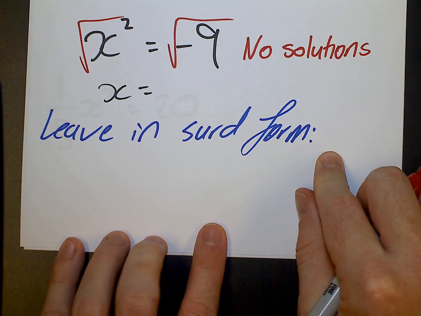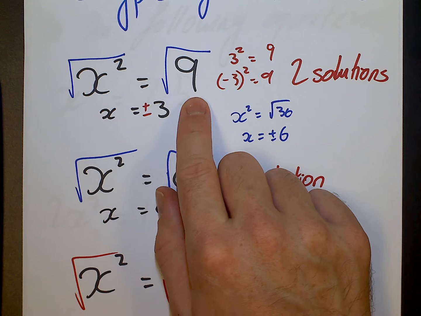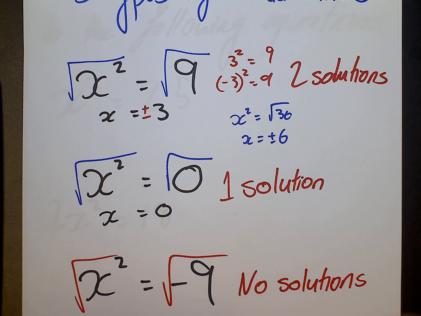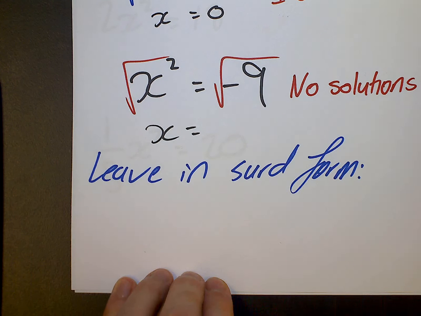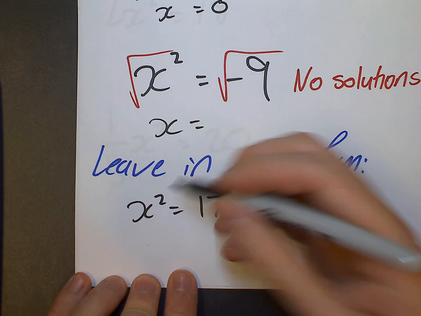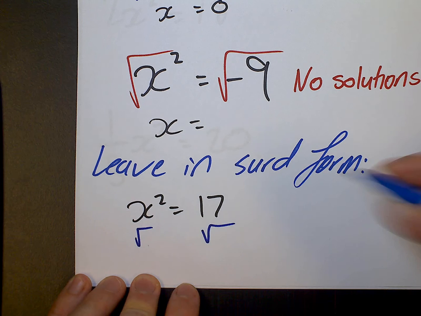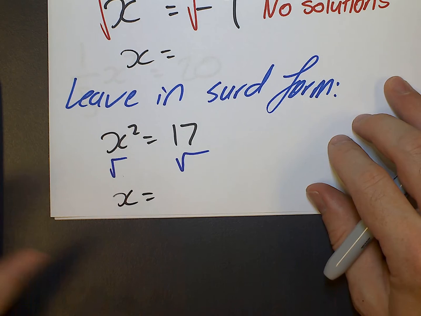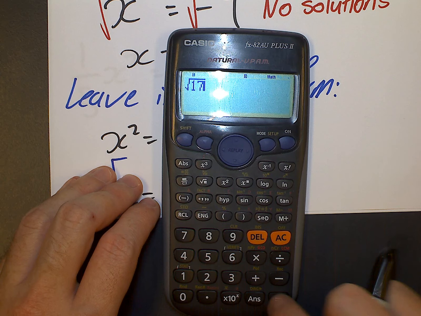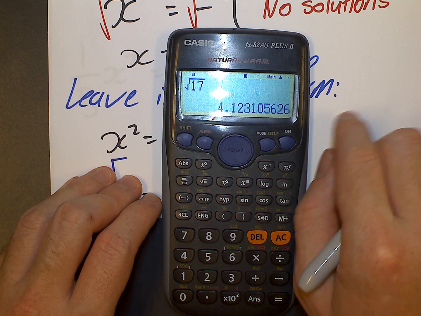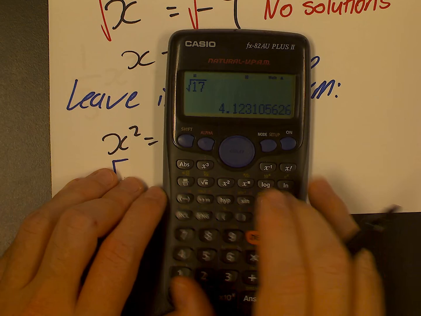The last thing is leaving in surd form. If we have a number that doesn't square root easily, unlike your 9s, your 36s, your 64s, your 81s, which go into numbers that are quite easy. If you've got something like, let's say, x squared equals 17, if we square root both sides, that'll give us x equals the square root of 17. If we put this in our calculator, we're going to end up with something very ugly. Let's put that in. Square root of 17, 4.123105626. Okay, and I assume it keeps going. It's very ugly.